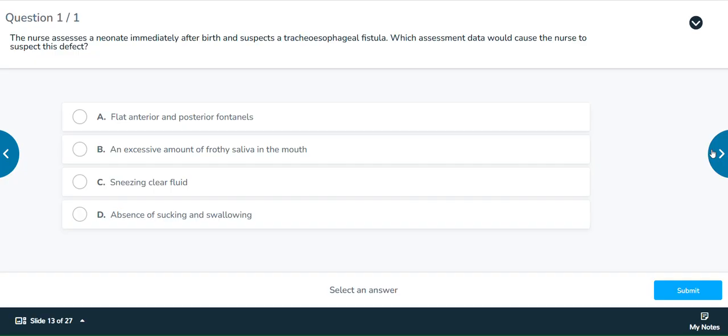The nurse assesses a neonate immediately after birth and suspects a tracheoesophageal fistula. Which assessment data would cause the nurse to suspect this defect?